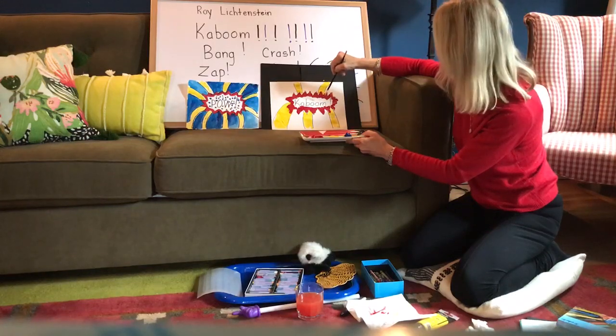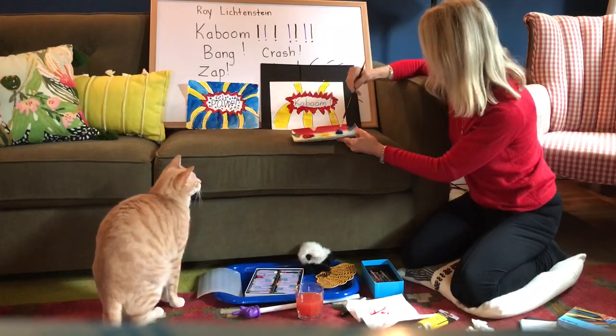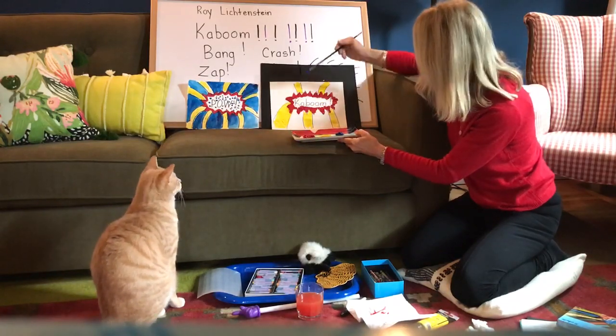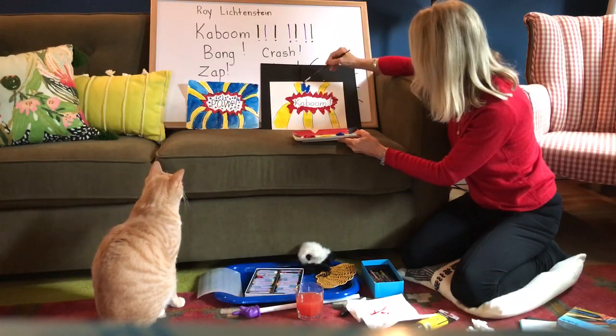All right, so now, well, I don't really want to paint over the word because I want to be able to see the word. I guess I could paint it with yellow, but I really want to see the word. So I'm going to save the blue for this part here.